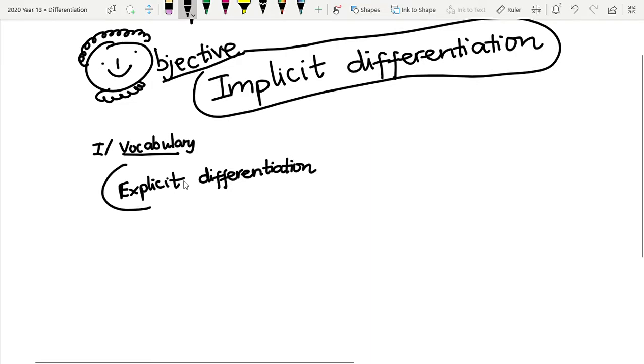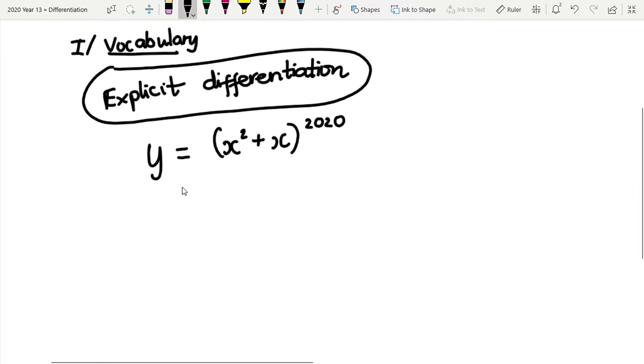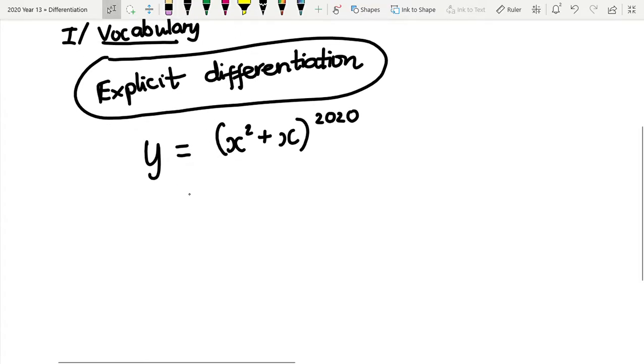So the meaning of this is actually what we always do, because we have the formula between x and y. We always have them. So let's say we have y is x squared plus x to the power of 2020, which is this year. Now explicit differentiation means that we can differentiate y with respect to x using the chain rule. In this case, it's going to be a chain rule anyway, because the function is not basic itself.